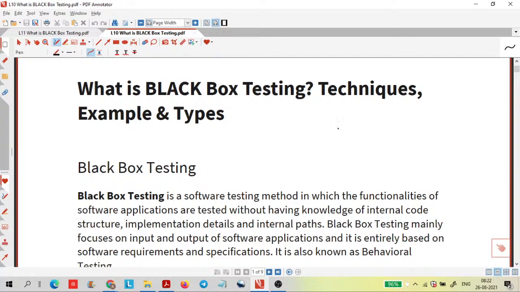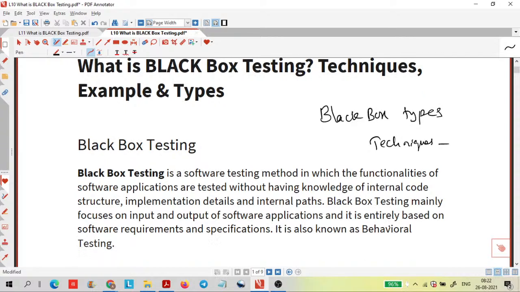No, no. In the black box only, the types are different and the techniques are different. The types, as we discussed, are functional testing and non-functional testing, and techniques means equivalence class partitioning technique, boundary value analysis technique, and some state testing, data testing, and all. Some techniques are there that today we'll discuss with examples also.